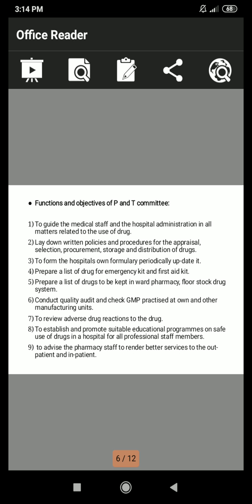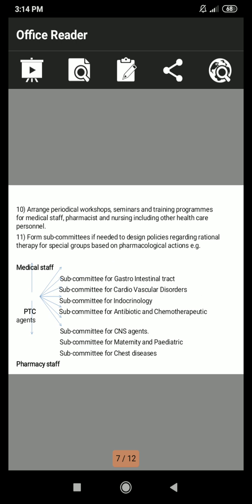Then to review adverse drug reactions to the drugs. Then establish and promote suitable educational programs on safe use of the drugs in the hospital for all professional staff members. Like that. Then PTC shows the medical staff and pharmacy staff. Then in PTC, subcommittee for gastrointestinal tract, then subcommittee for cardiovascular disorders, then subcommittee for endocrinology, then subcommittee for antibiotics and chemotherapeutics, then subcommittee for CNS agents, then subcommittee for maternity and pediatrics, then subcommittee for chest diseases.